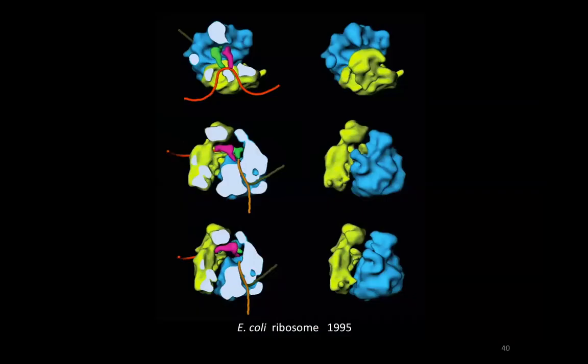So here's another view of the E. coli ribosome in 1995, and it gave us an idea on how protein synthesis would work in practice. So this was all modeled, the tRNAs and mRNA and the track of the polypeptide chains were all modeled into it.